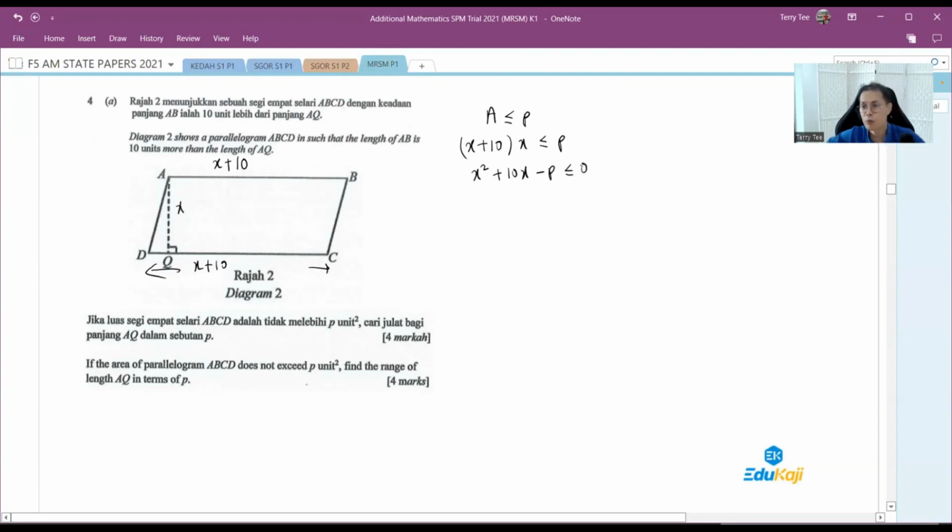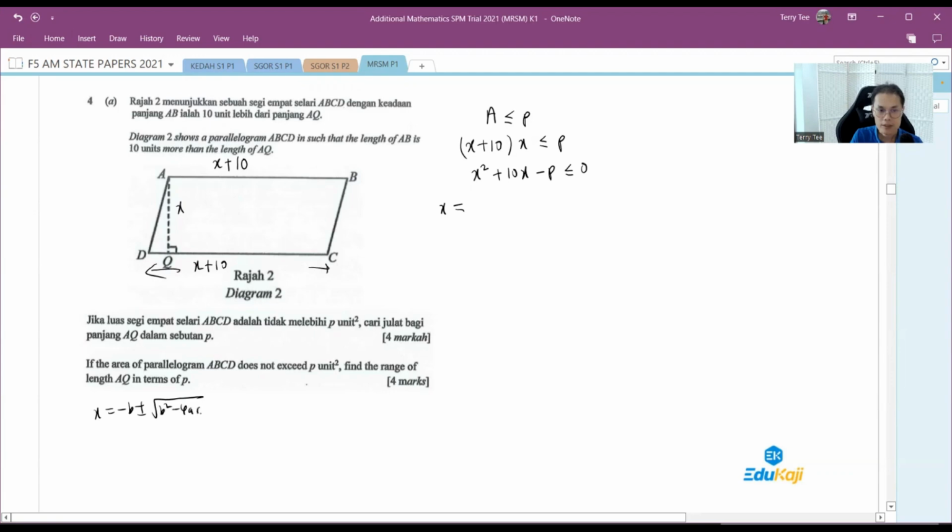Now here I have two different ways of doing it. I think most students will do the standard way. They will use the quadratic formula, right? Because we can't factorize this, the reason being that you have an unknown in terms of P, right? Okay, I will show you both ways. I will show you the quadratic formula first.